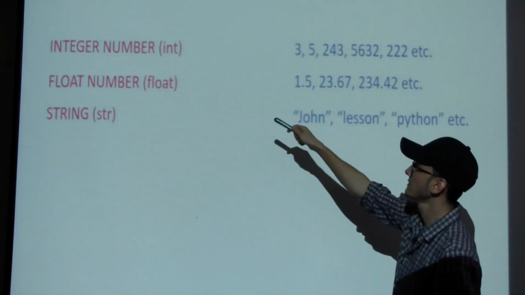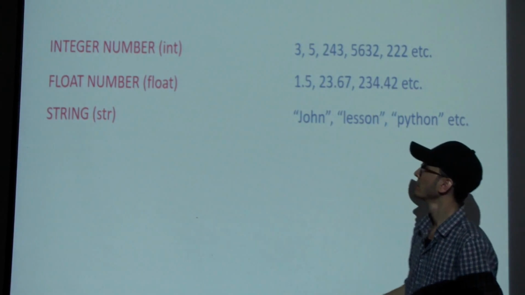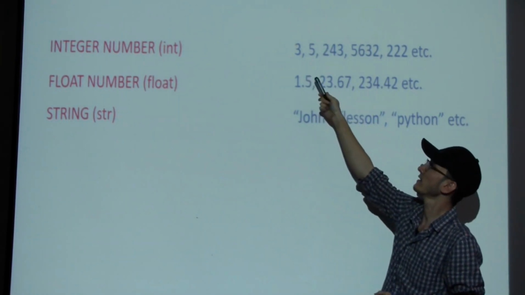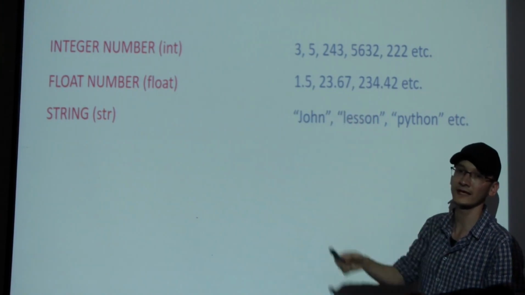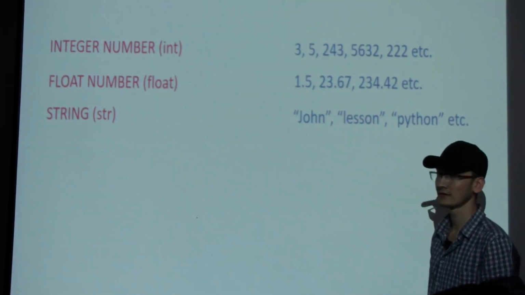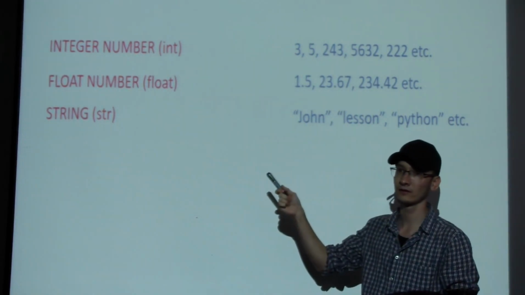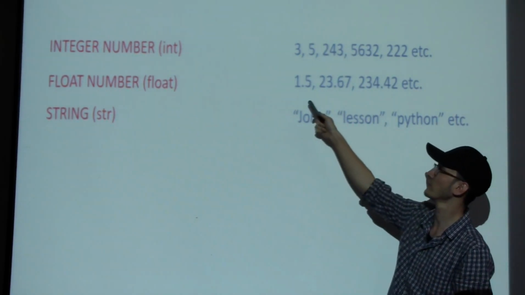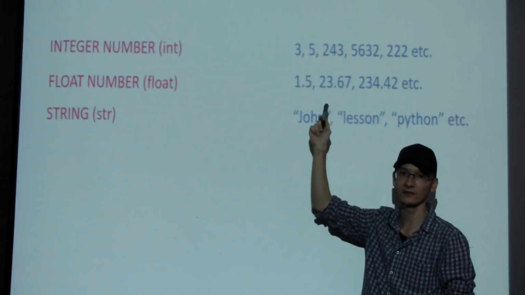The first is integer. This is a number, an integer number. It could be 3, 5, 243 without any point. Whole numbers. The second is float number. This is with the point: 1.5, 23.67, and so on.